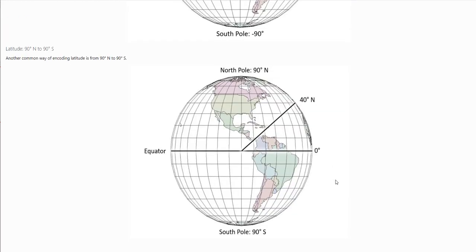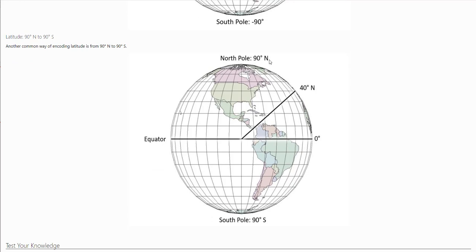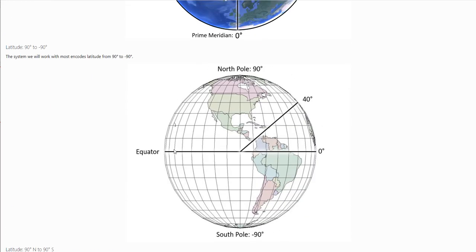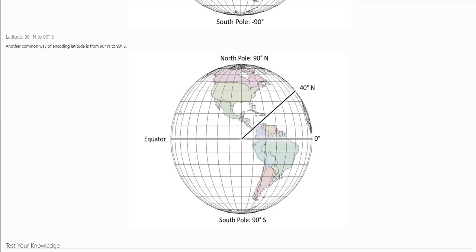And there's an older system where we would say 90 degrees north or north 90 degrees, 90 degrees south or south 90 degrees. So either way, same values, just an N and an S instead of a plus or a minus. And again, this is the one we prefer, but this is still commonly used.